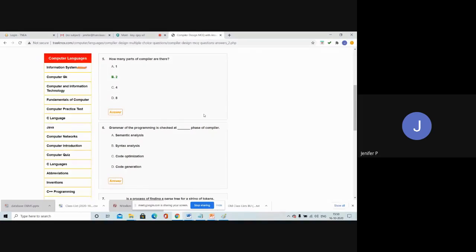lexical analyzer, syntax analyzer, semantic analyzer, then intermediate code generation, code optimization, and code generation. So totally 6 phases are there, right? So the 6 phases can be grouped together into 2 parts, that is front end and back end. Otherwise, we can say there are 2 parts of compilation: analysis and synthesis, right? That is lexical, syntax and semantic analysis will be grouped together as analysis phases. Then synthesis phases are the remaining 3 phases.